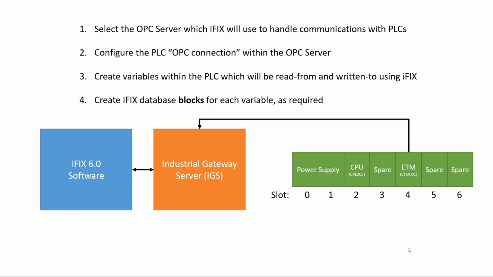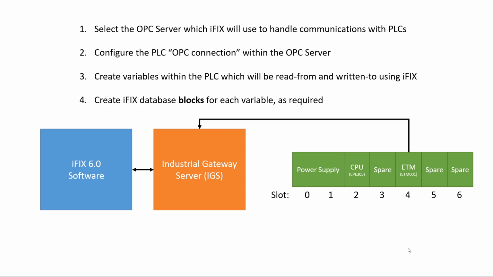And we're going to be using that network module to handle all communications between that controller and our industrial gateway server, which will be installed on our host machine, and then iFIX 6.0 will be using that industrial gateway server to communicate with the various variables inside our PLC.